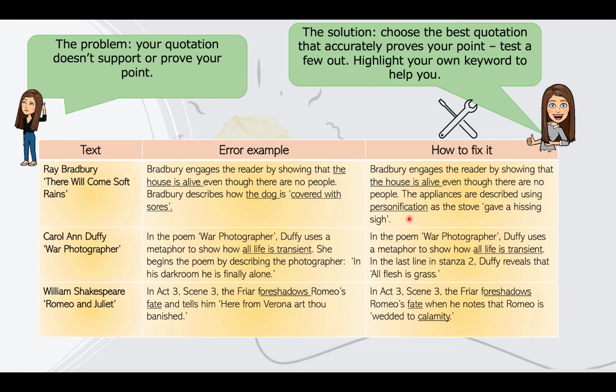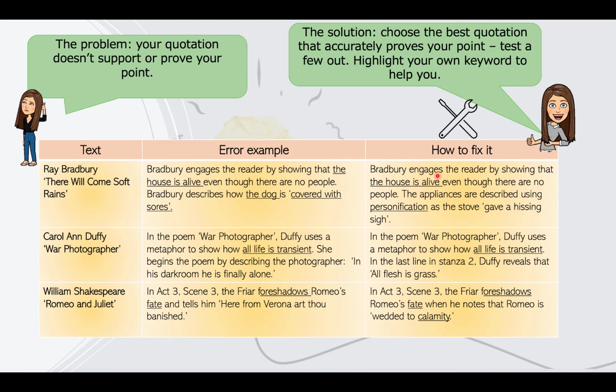So let's have a look at how we can fix it. Bradbury engages the reader by showing that the house is alive even though there are no people. The appliances are described using personification as the stove gave a hissing sigh. So notice how now we are not focusing on the dog, we are focusing on something that's inside the house, something that is a part of the house. We're now refocused on the appliances, which is much more relevant.